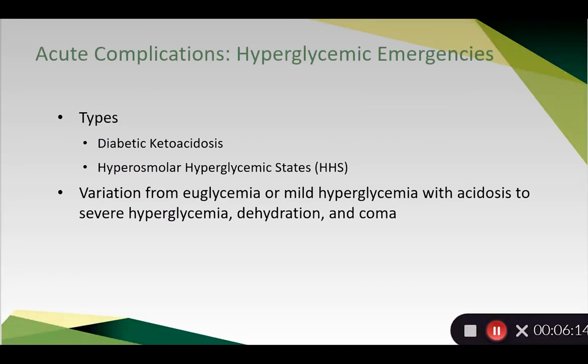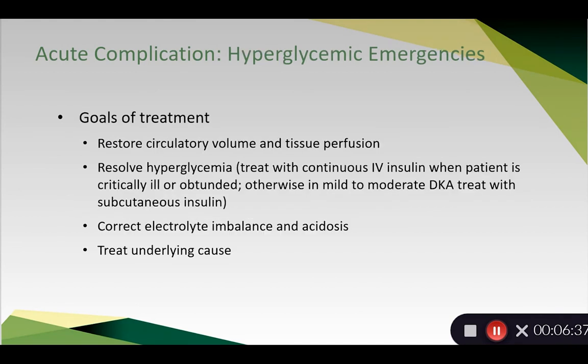talk about here. Now, there are variations from euglycemia to mild hyperglycemia with acidosis to severe hyperglycemia with dehydration and coma. So there are wide variations in DKA and HHS related to these hyperglycemic emergencies. But the goals of treatment remain the same. We want to restore circulatory volume because these patients are typically dehydrated, and we want to restore tissue perfusion. We also want to resolve any hyperglycemia that is occurring and treat with continuous IV insulin when the patient is critically ill or obtunded.